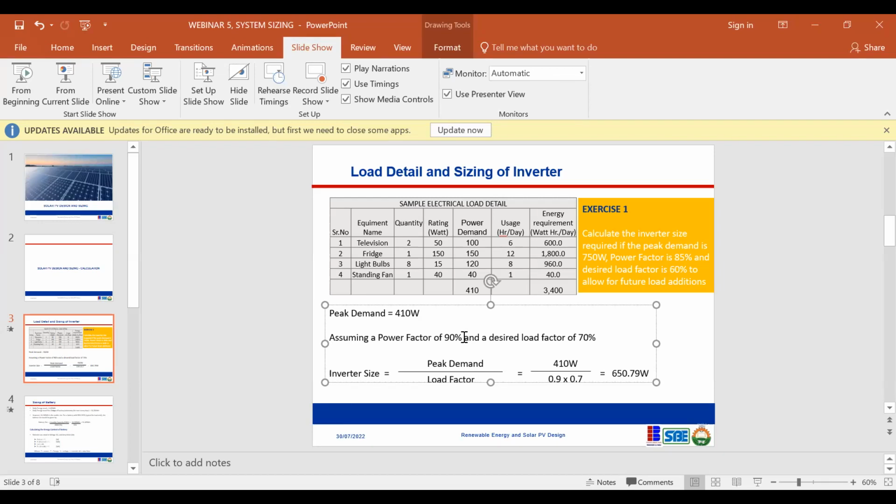But 80 is not an ideal power factor. If you go to some other countries, advanced countries, their standard power factor is higher than 80. But for design purposes, just to accommodate all allowances, we can use 80. But in this case, I'm taking away the power factor.